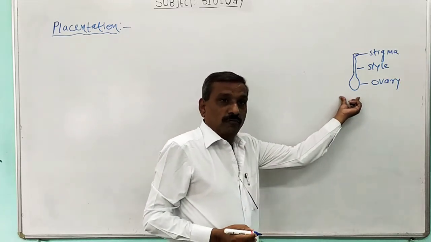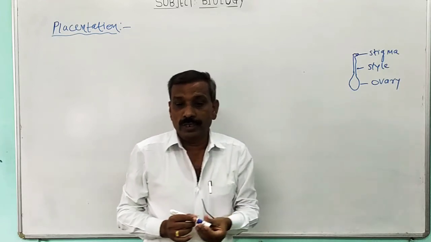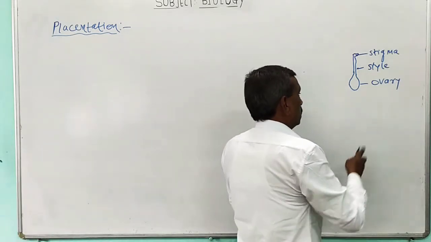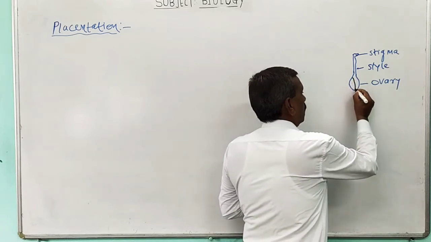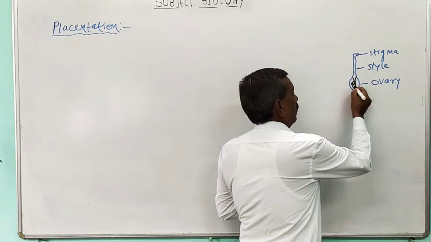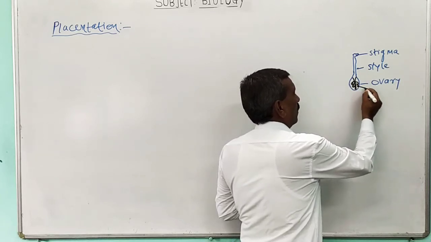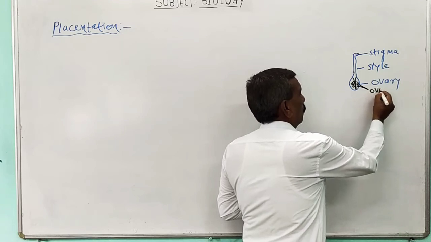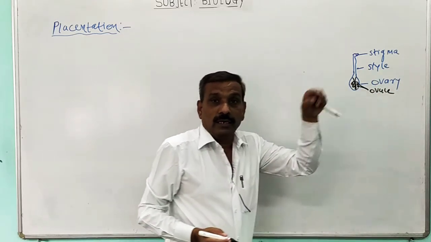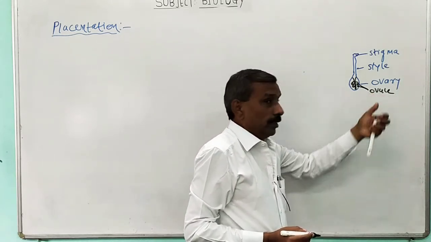Now the ovary is a fertile part. Why is the ovary known as a fertile part? Because the ovary produces the actual female reproductive organ. That female reproductive organ is known as the ovule. These ovules are the egg containing oval shaped bodies found in the ovary.